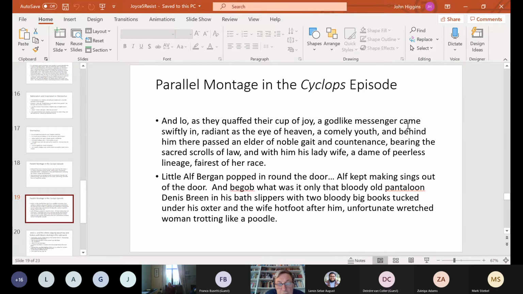Little Alf Bergen popped in round the door. Alf kept making signs out of the door. And begob, what was it only that bloody old pantaloon, Dennis Breen in his bast slippers with two bloody big books under his oxter and wife hotfoot after him.